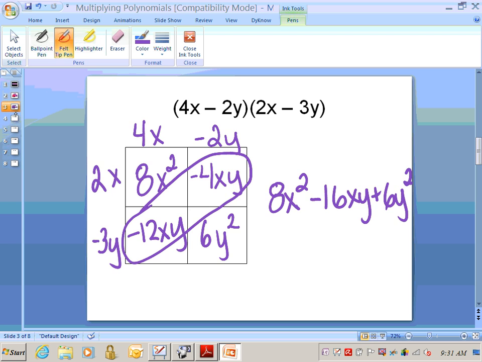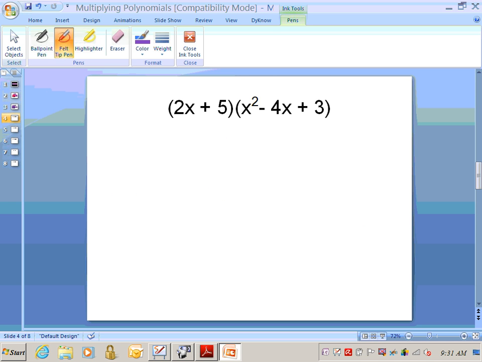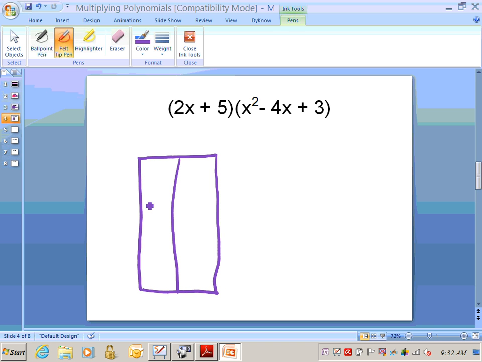Okay, here's the next problem. All right, how many terms are in the first? 2. In the second? 3. So how many boxes should we have? 6. And you can draw it however you want. I like to do the first one across the top, so I'm going to do 2 across the top and 3 down. And you guys go ahead and work this out.